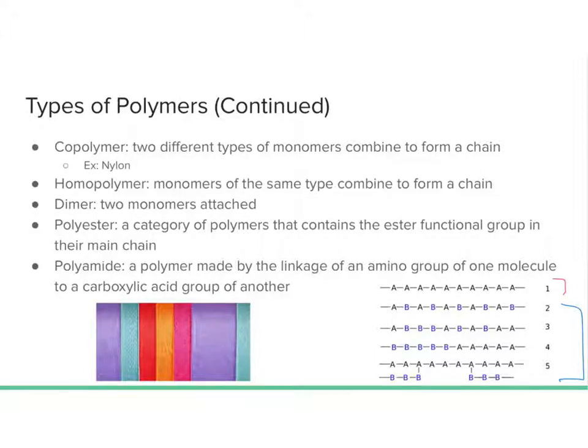A dimer simply refers to two attached monomers, while a polyester is a category of polymers that contains the ester functional group in their main chain. A polyamide is a polymer made by the linkage of an amino group of one molecule to a carboxylic acid group of another.